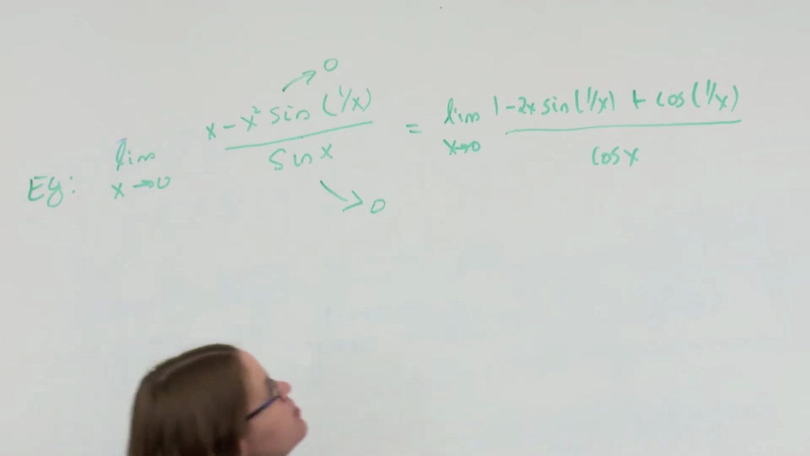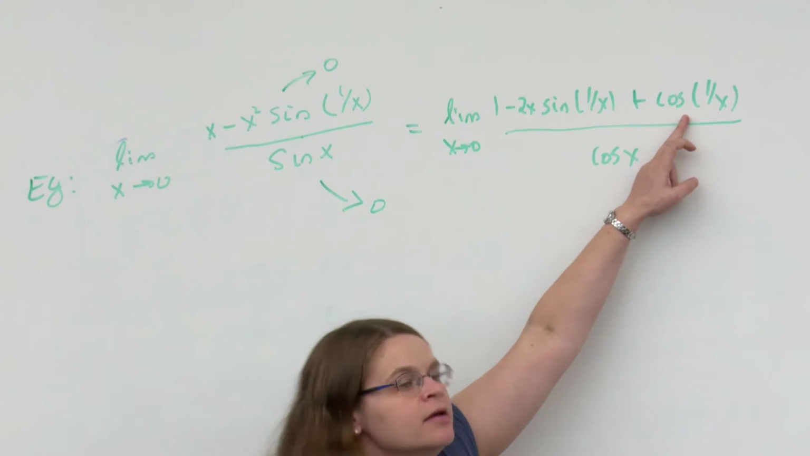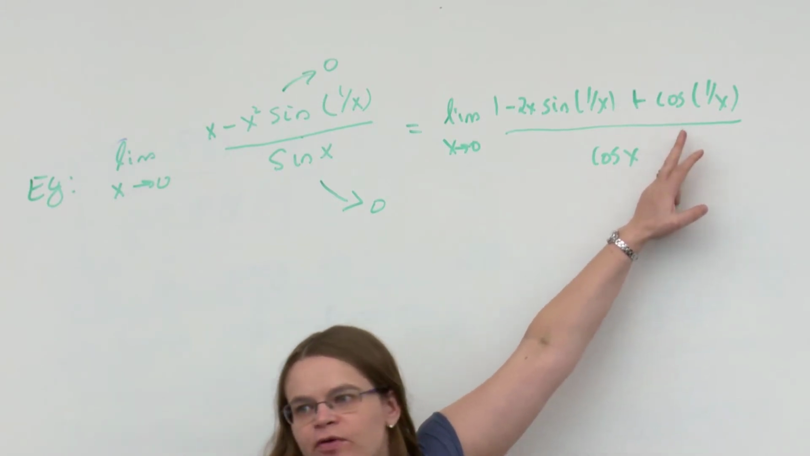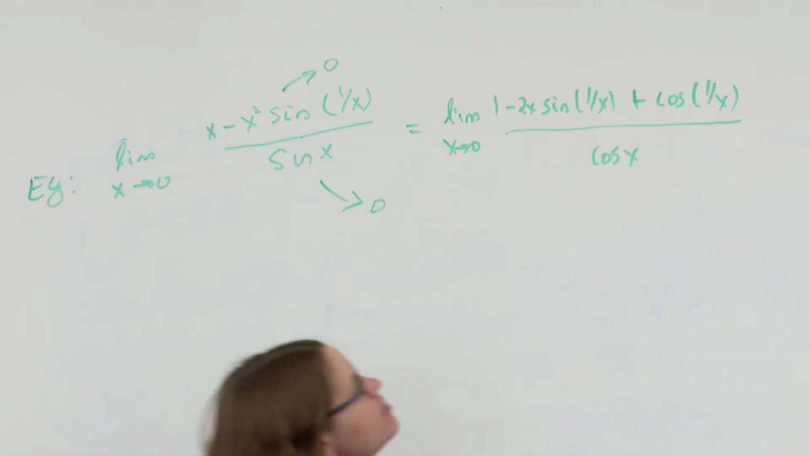Should be 0? Why should it be 0? What does this guy do? He oscillates back and forth. Right? So what is this whole limit equal to? It doesn't exist.